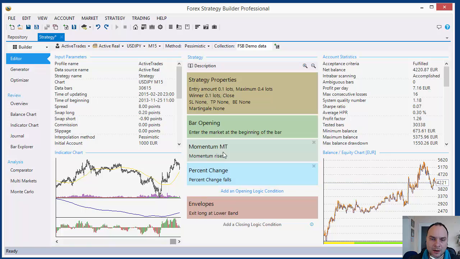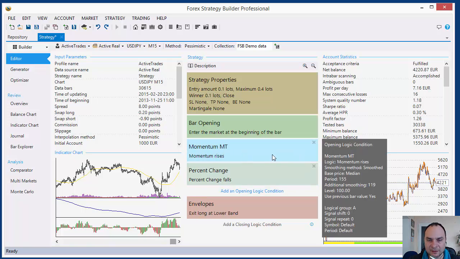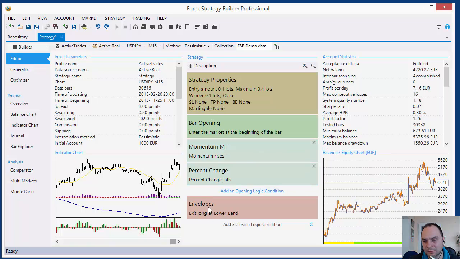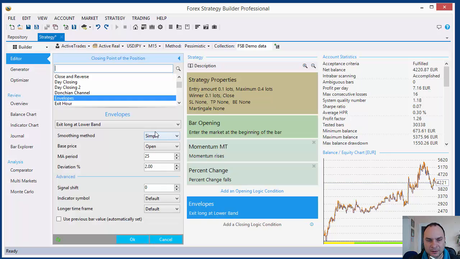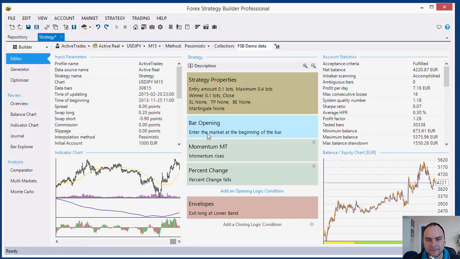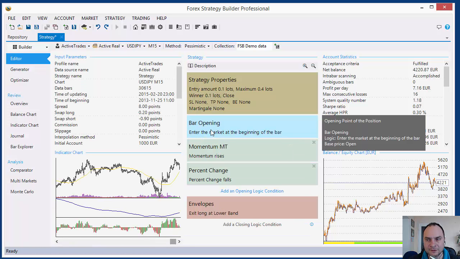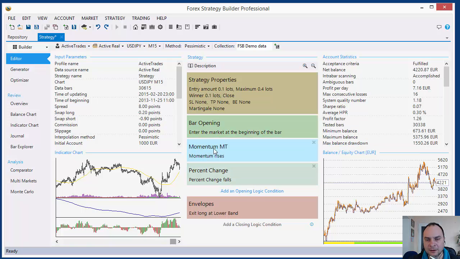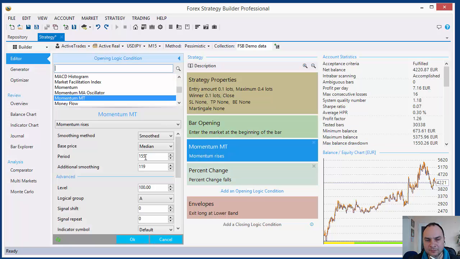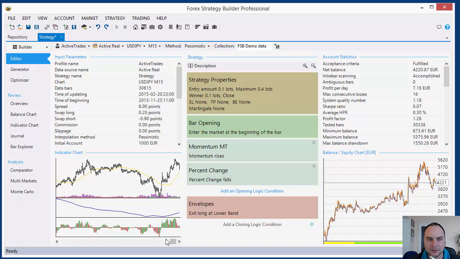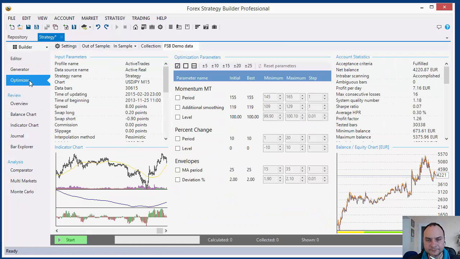Okay, now I will run the optimizer and I'll change only the momentum values because everything else is okay. I have here good values, almost standard. Bar opening means that I will not have ambiguous bars. And I only don't like this momentum because of this strange period and smoothing. And I'll go to optimizer.